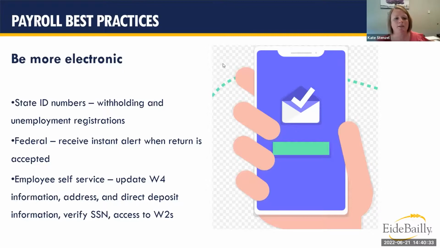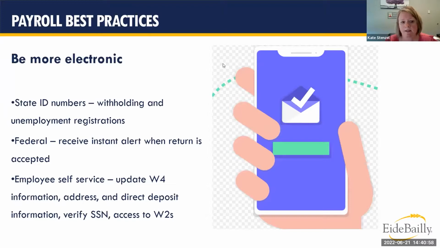So being able to electronically file them is a great thing, because you get that automatic acceptance right away. Or if it gets rejected, it usually tells you why, so you can go back and fix it right away, to eliminate IRS notices down the road. If your payroll software offers employee self-service online access, this is a great thing as well, because your employees are able to update the W-4 information. They can update their address if they move.